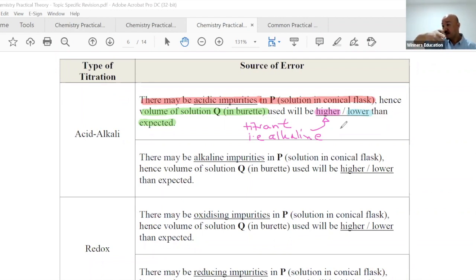Okay, key sources of error. And the opposite must be true. Here we go. This is lower when the titrant is acidic. The opposite. Is that okay? So let me run through with you, right? Top and bottom, once again. So let's read the line again. There may be acidic impurities in P, the conical flask. So there's acid inside here. On top is alkaline, right?